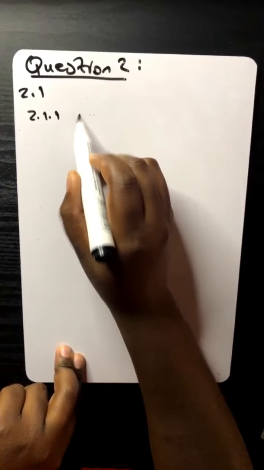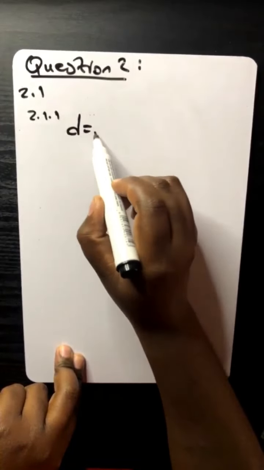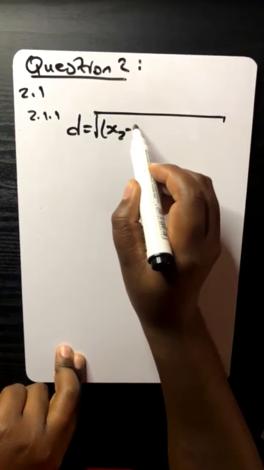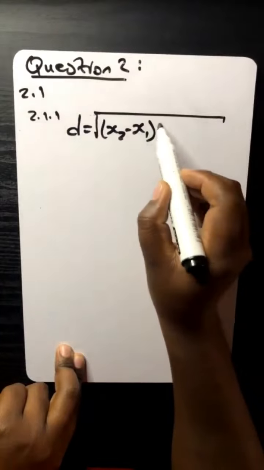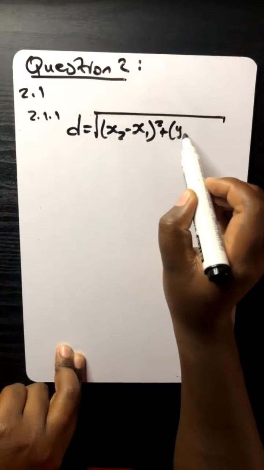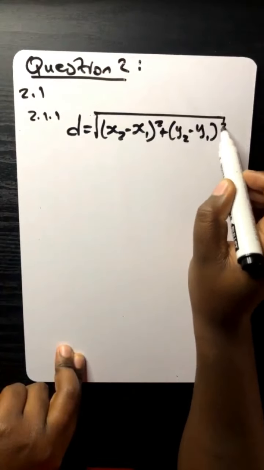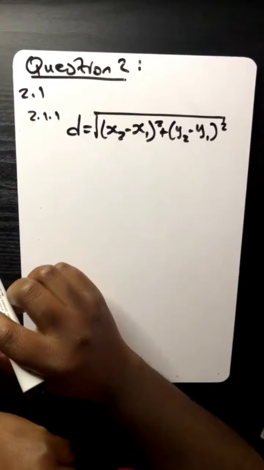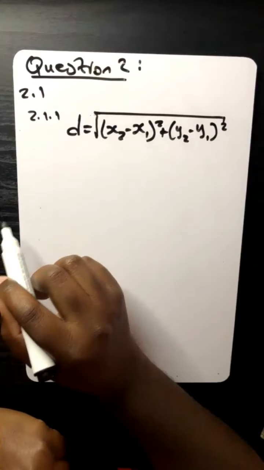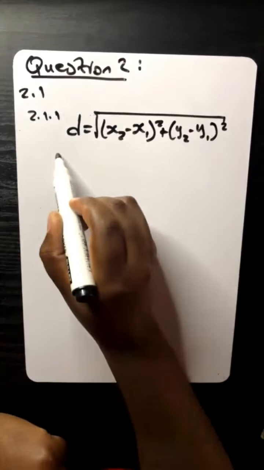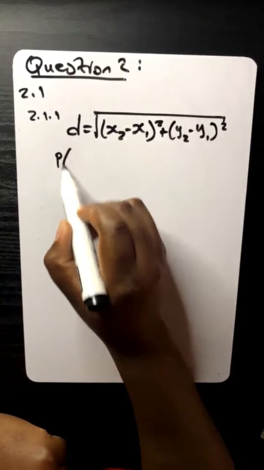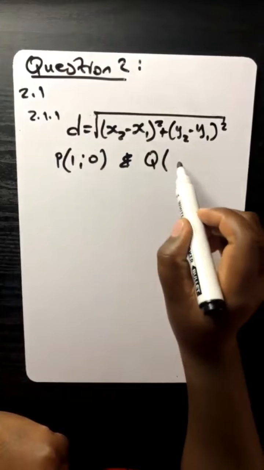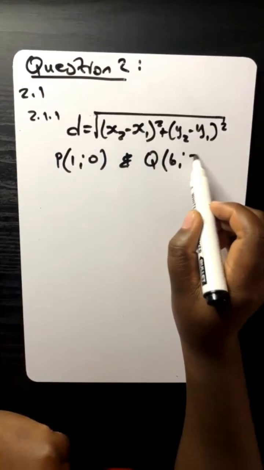So let's see. The distance formula, D, is equal to the square root of (x2 minus x1) squared plus (y2 minus y1) squared. So remember, guys, it's very much important that at all times you write down the coordinates involved. So in this case, they're talking about P. We know the coordinates of P. And again, they talk about Q. Q is (6, 3).